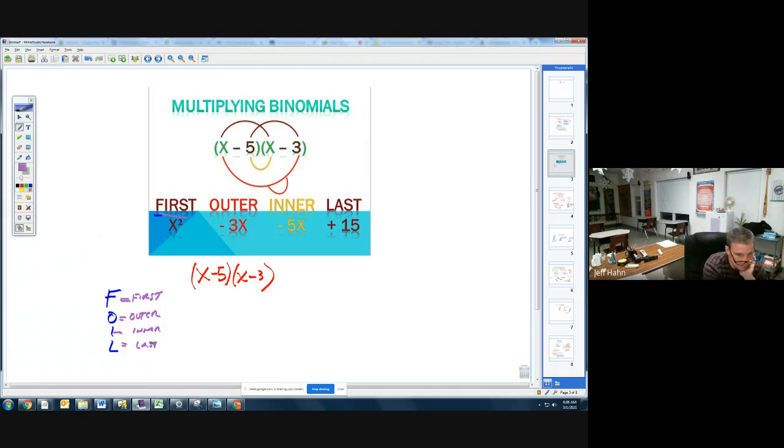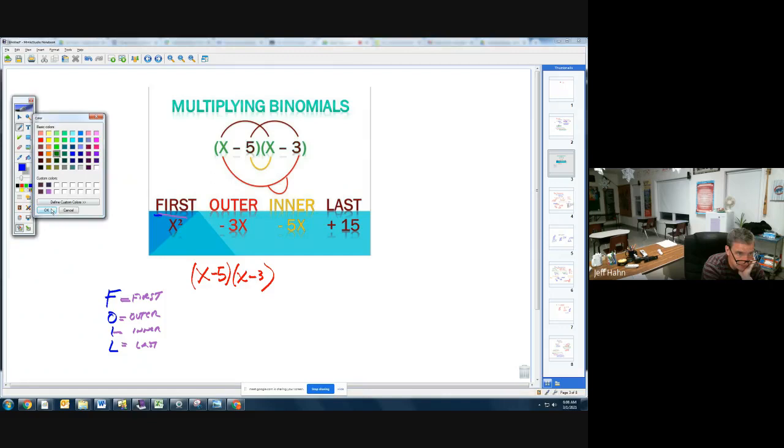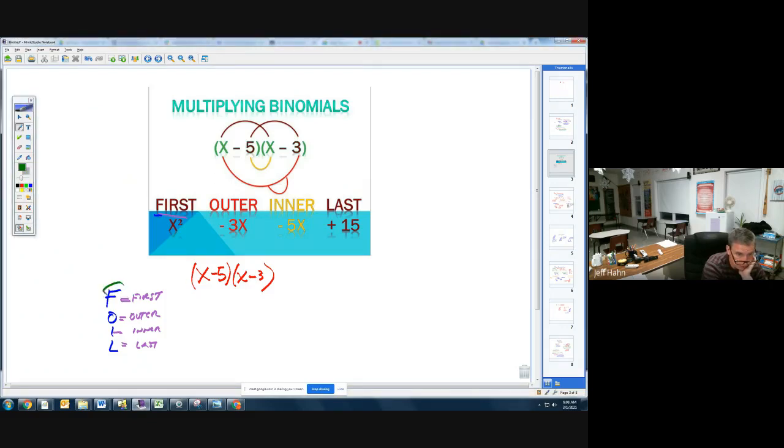Because what you'll find is this. For example, as I look at this, I can just tell you that that's x squared minus 8x plus 15. Why? Because this is the pattern that you see here. First of all, your first term is called the first because you're multiplying the two first things together. X times x is x squared. That will not be able to combine with anything else, so it's going to stay.